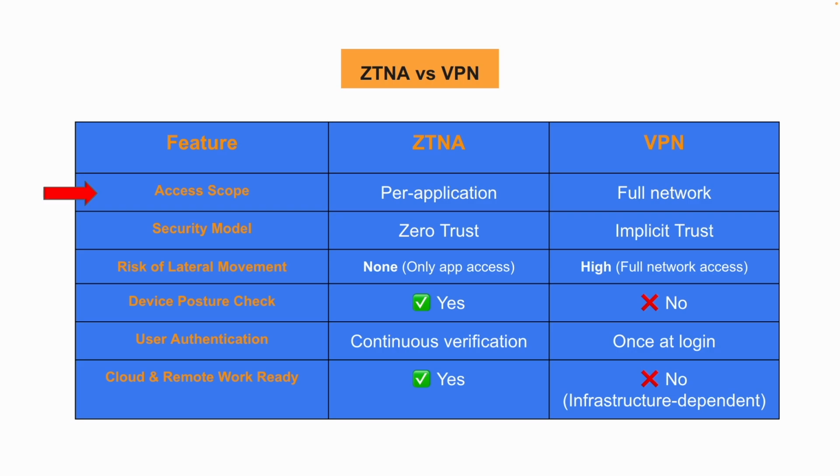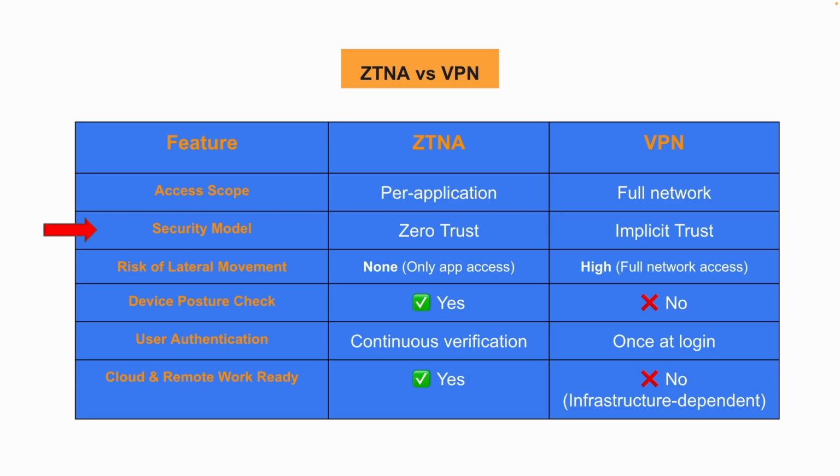Moving to the next one, which is security model, which means on which security model these technologies work. ZTNA operates on the core principle of zero trust, which follows the motto never trust, always verify. This means that every access request must pass through multiple layers of authentication, authorization, and continuous validation before granting access. ZTNA ensures strict identity verification, device posture check, and contextual security assessment to minimize risk.